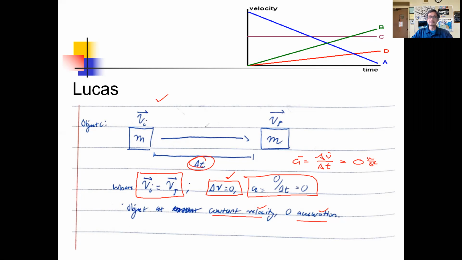Okay. The difference here is that Melissa chose to use numbers and Lucas chose to use equations. Both are perfectly acceptable, and that's the way that you should go about doing it. Very good. So thank you to Lucas for that contribution.